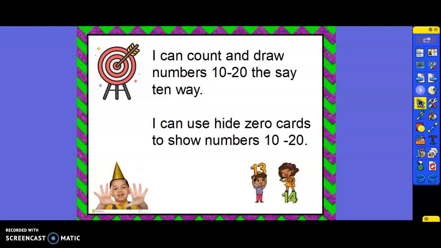Hey boys and girls, today for math we're going to continue working on our numbers 10 through 20. Y'all have been doing lots of good thinking and counting. Today our two learning targets are: I can count and draw numbers 10 through 20 the Say 10 way, and I can use hide zero cards. Ooh, we have something fun today, hide zero cards to show numbers 10 through 20. Let's get started.